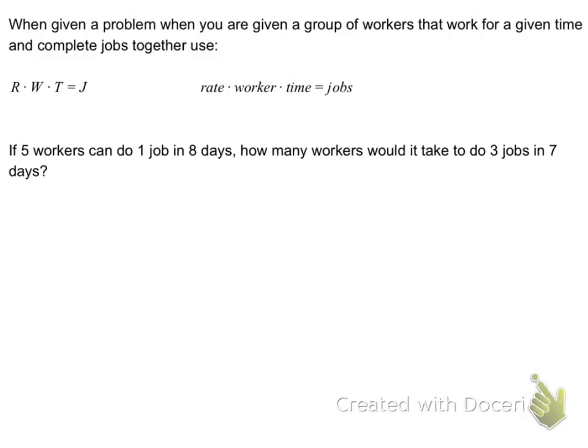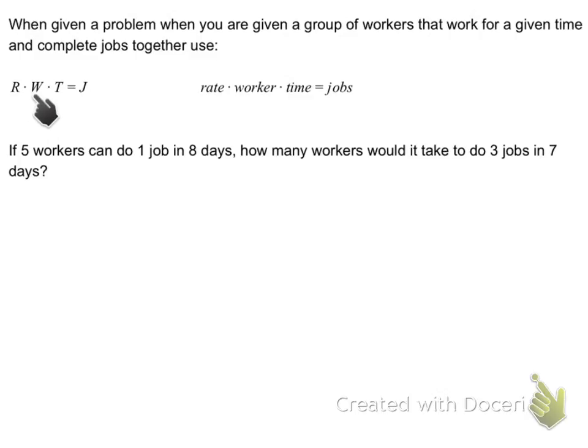And what you're going to do is use this equation, R W T equals J. You're more than likely going to be given how many workers there are, how much time they work for, and how many jobs they complete. And when you do that, you will have to solve for R. And when you solve for R, it'll never change.